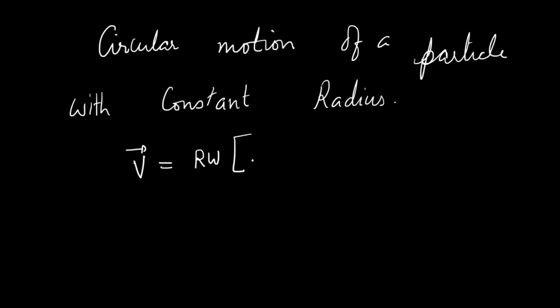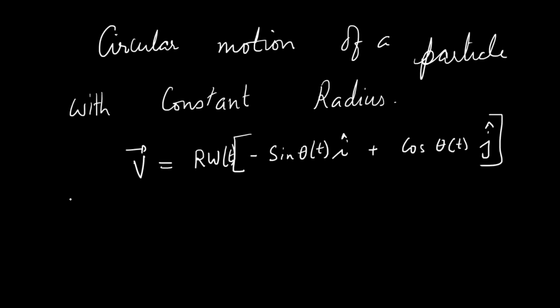The magnitude is r omega, omega at that instant. And the fact that it is perpendicular to the position vector is given by this, which is nothing but cos of 90 plus theta plus cos of theta, theta at that instant. And the way to say it is mod v is equal to r omega at that instant, and the direction is clear.